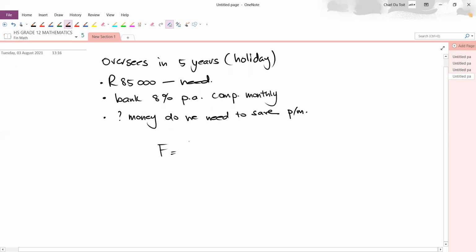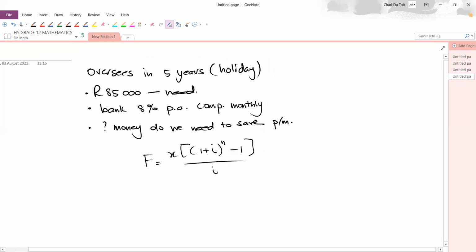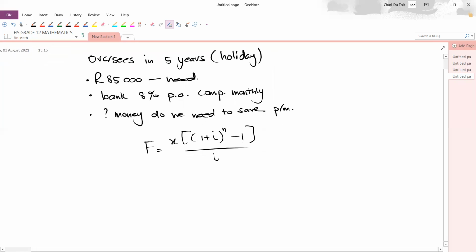So we're going to use F equals X, (1 plus i)^n minus 1, over i. That's your future value calculation. I always use this formula if I want to calculate something in the future. The P formula is more difficult. That's present, right? Yeah, present value sums are sometimes harder. Right, good. Let's fill in those things and I'll give you a chance to calculate it. That's 85 grand. That's what we need.